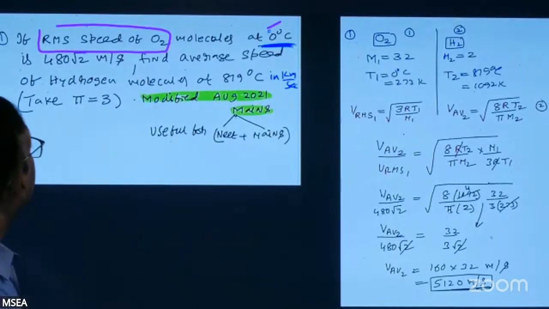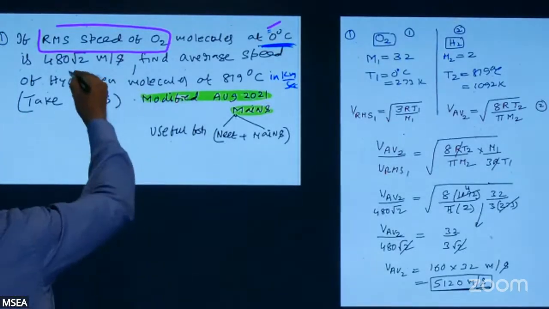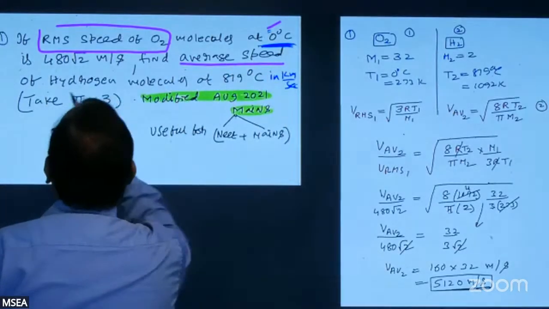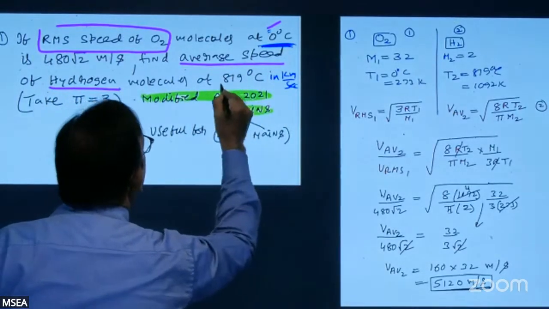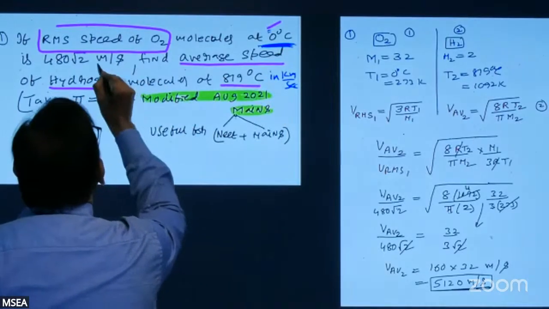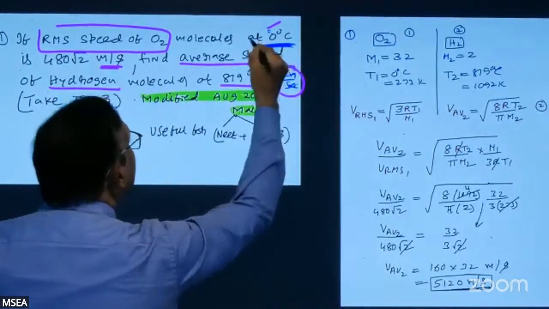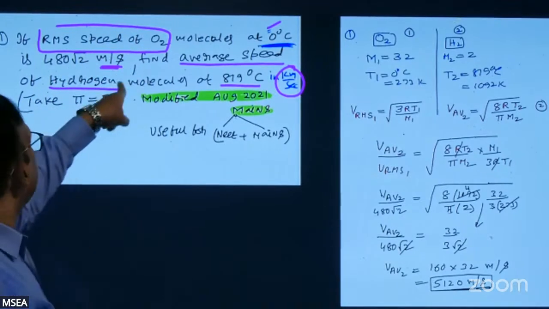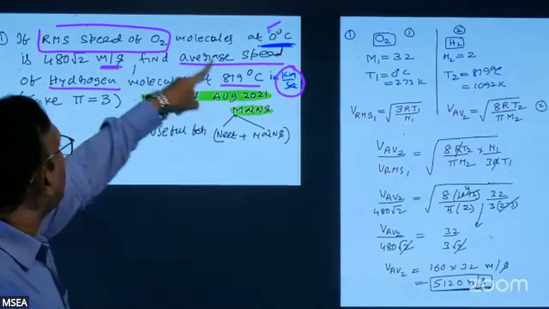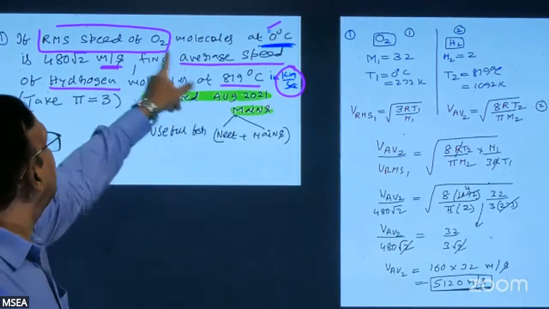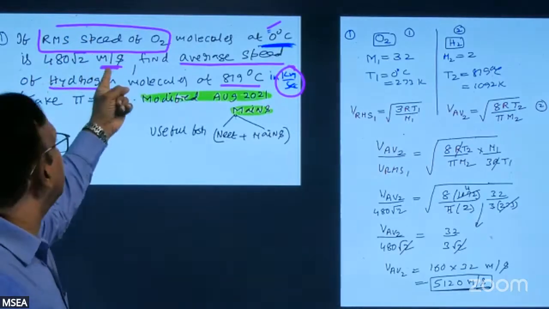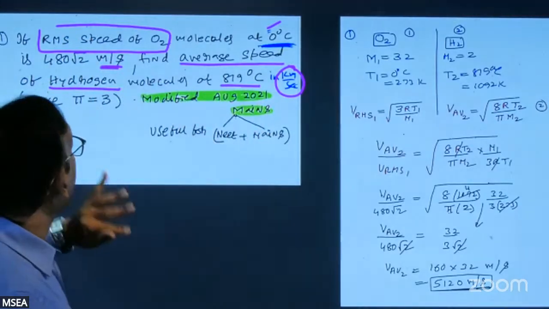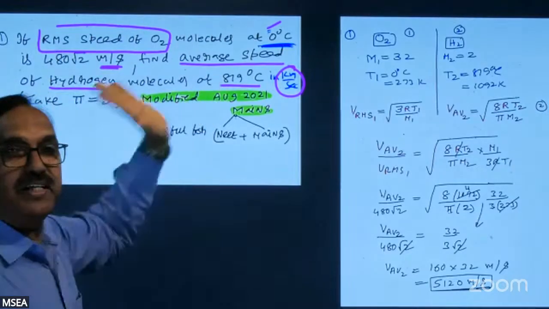He is now asking for the average speed, not the RMS speed, of a different gas, hydrogen molecules, at a different temperature. Instead of meter per second, they are asking in kilometer per second. So it is a simple question only, but twisted at different stages. Simple twist: the gas is changed, oxygen to hydrogen. Temperature changes, 0 to 819 degrees centigrade. And the unit is changed from meter per second to kilometer per second. And the main thing is RMS speed and average speed.